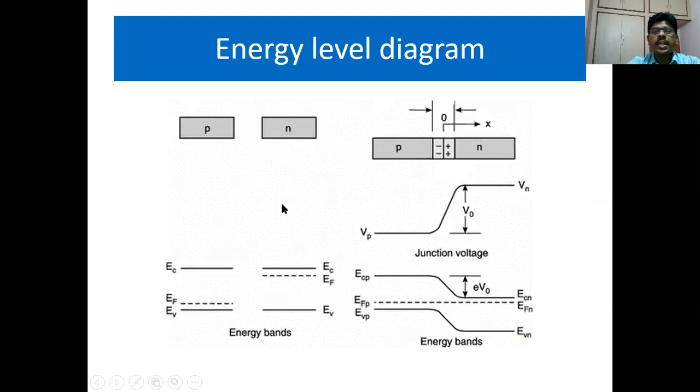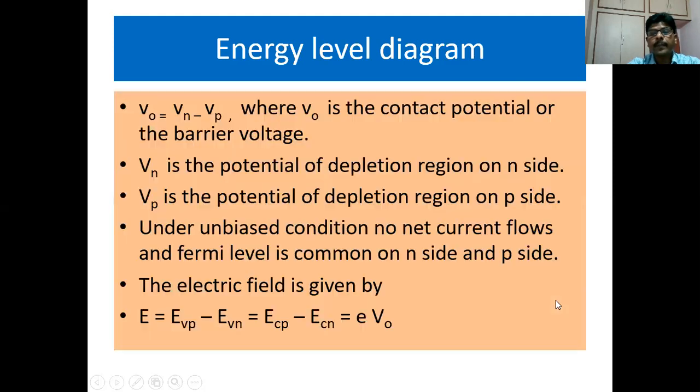This gives you the energy level diagram. Now we know that EV is the maximum energy of the valence band and EC is the minimum energy of the conduction band. In P-type semiconductors, the Fermi level is close to the valence band, whereas in N-type material, Fermi level is close to the conduction band. And then when the junction is formed, you can see the Fermi level is the same, whether it is N-type or P-type. And what is this eV0? eV0 over here is the difference between ECP and ECN.